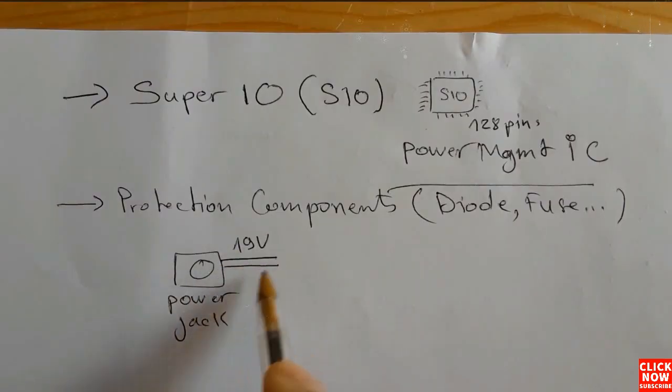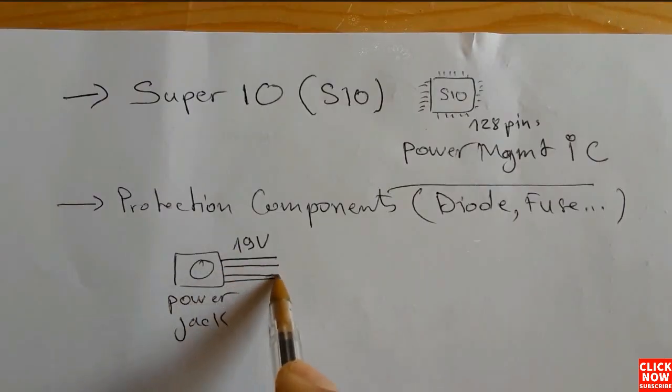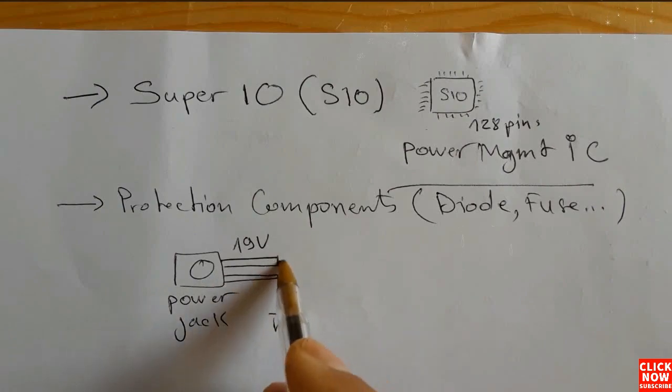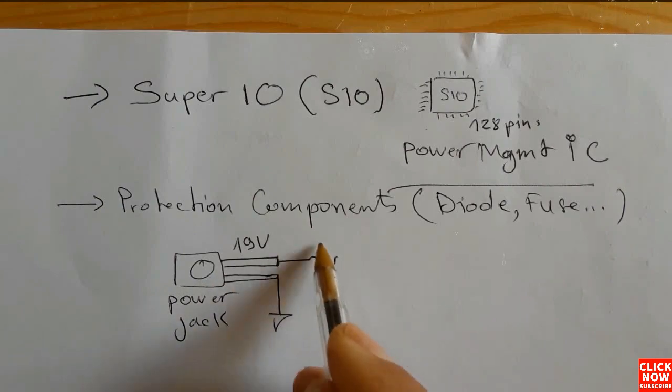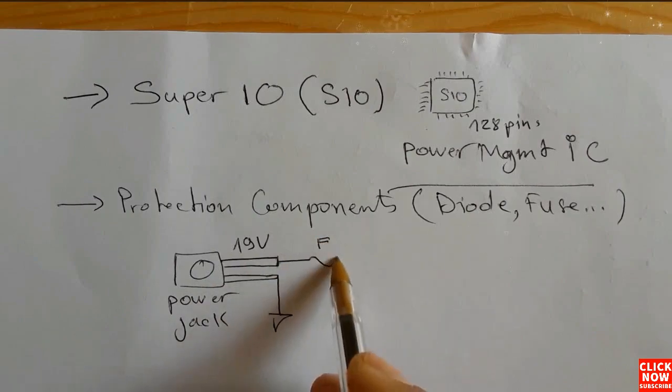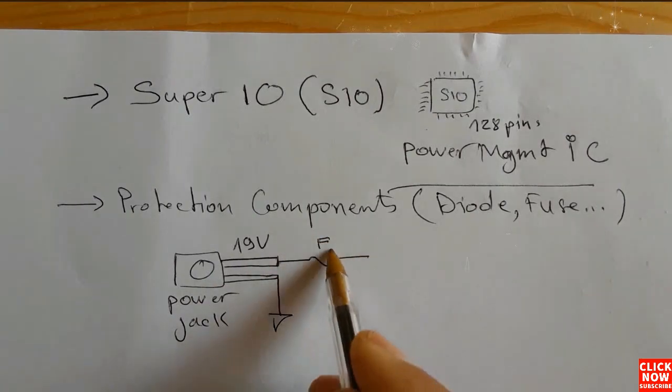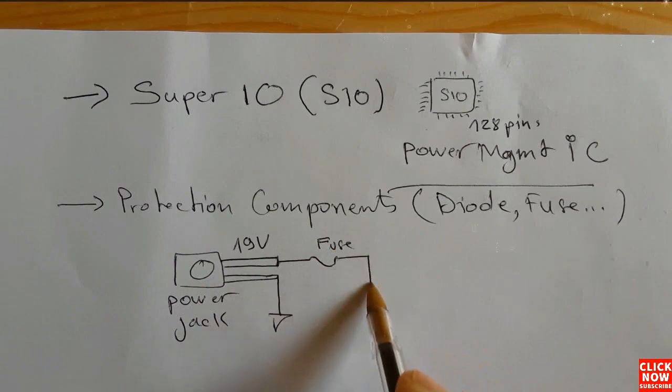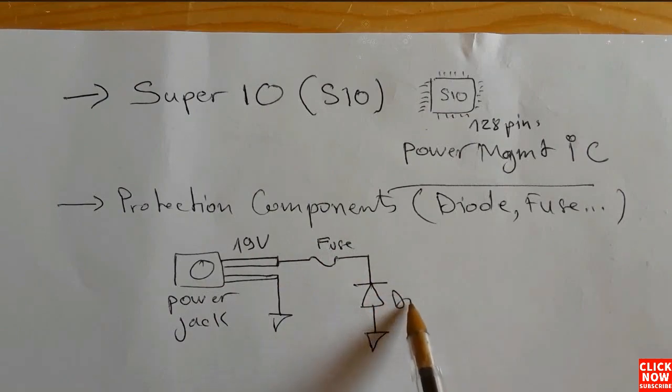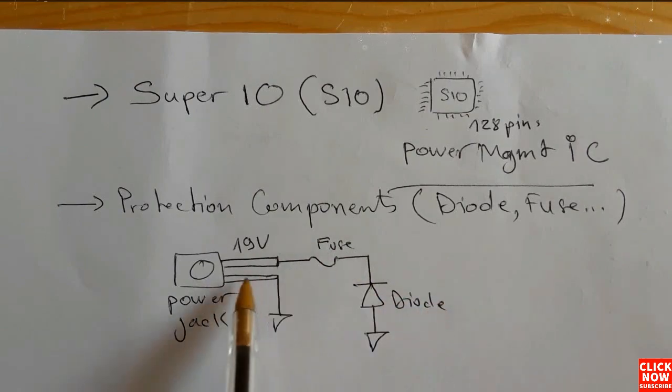So here, for example, let's assume we have a power jack. We have here, as you can see, 19 volts, and we have the ground in the other wires. The 19 volt will be passed through a fuse. The first protection component is a fuse. And here we have a diode, another protection component. Basically here we have a double protection, as you can see.